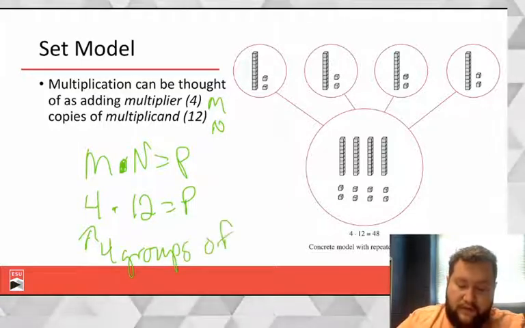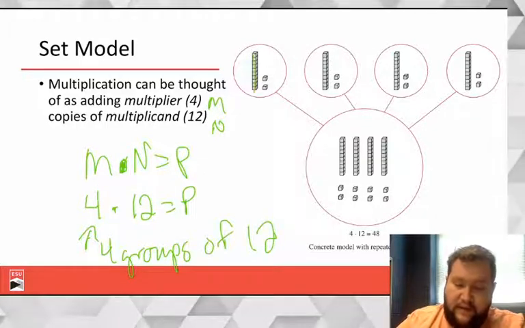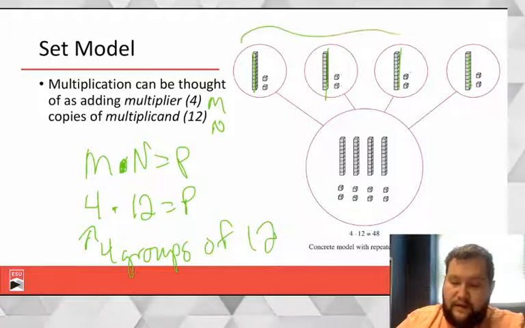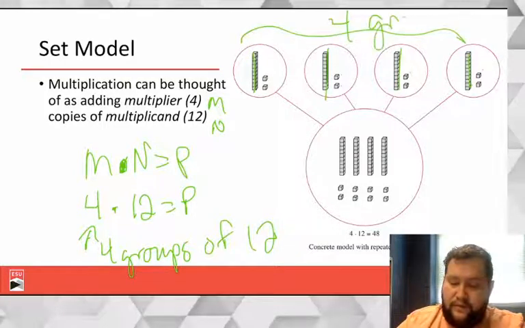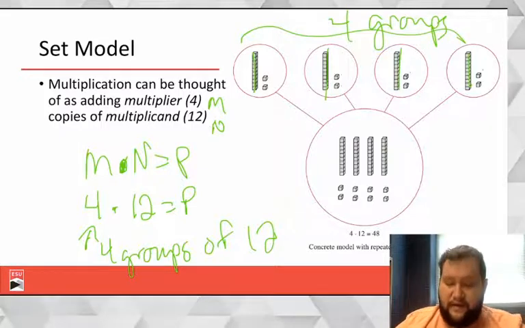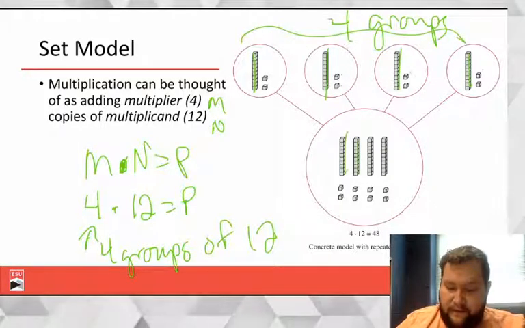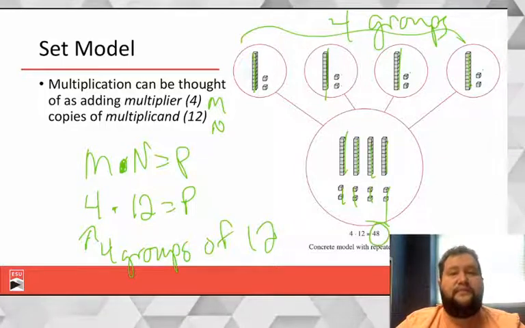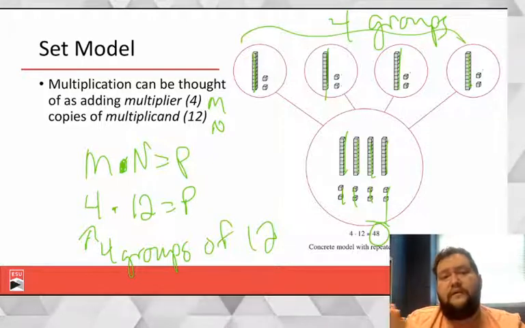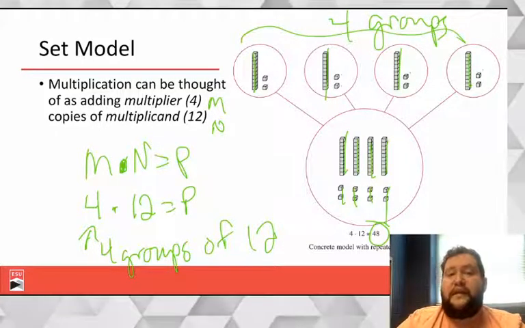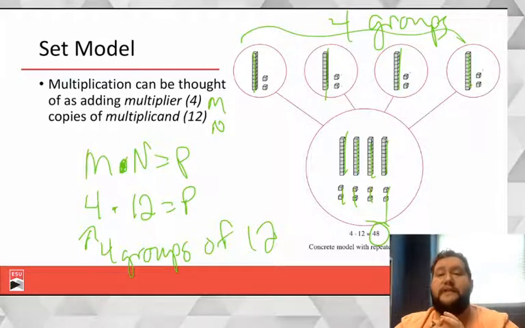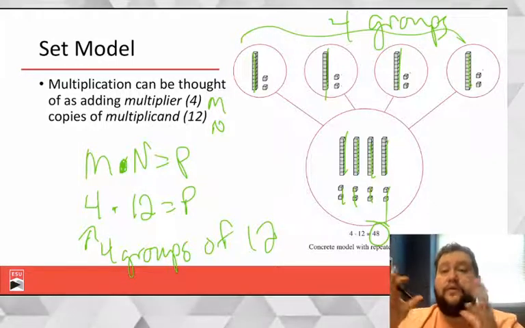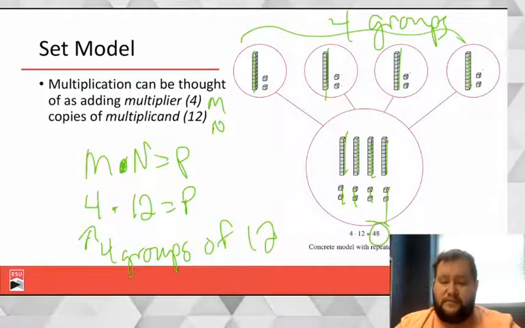of 12. So we have 10, 11, 12, 10, 11, 12, and so on, and there are 4 groups. And so we put those together, 10, 20, 30, 40, and 2, 4, 6, 8, 48. And so we can use a concrete model like here where we have units and longs. We can think of it as physically bringing together 4 sets of that size, 4 groups of that size multiplicand.